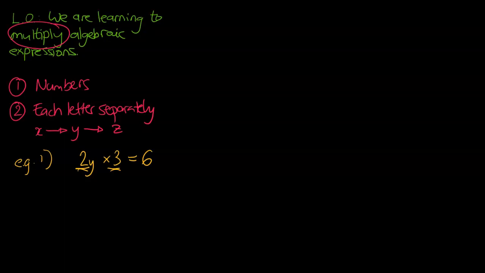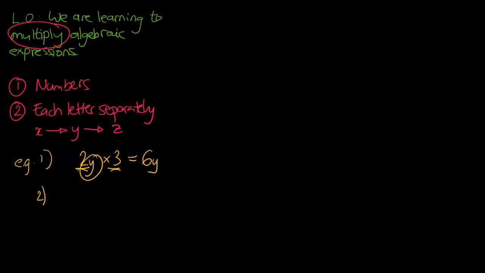Once we've done that, we're then going to deal with each of the letters separately. And in our case, this question is really easy. The only letter we have is a y, which means there's nothing for us to do there. So that answer is just 6y. So 2 times 3 gets us to 6. I'm going to put that y down the bottom.